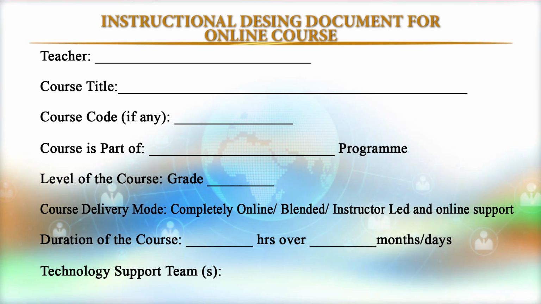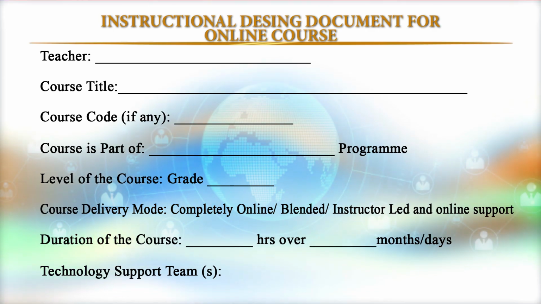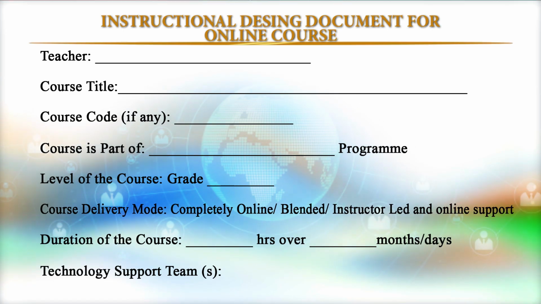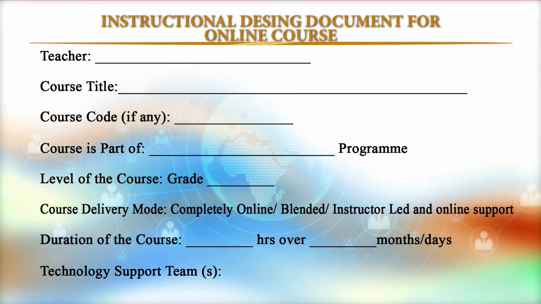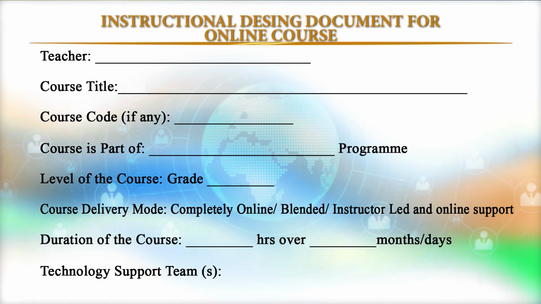And which program the course is a part of. For example, this is the course which we are studying, which is a part of the MA in Distance Education. So, you can put the program name also if required, and the level of the course, the grade, whether it is a PG diploma course, certificate course, UG course or PG course. That level you have to write here.